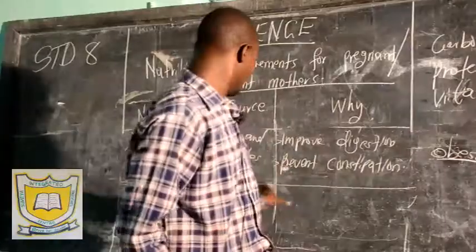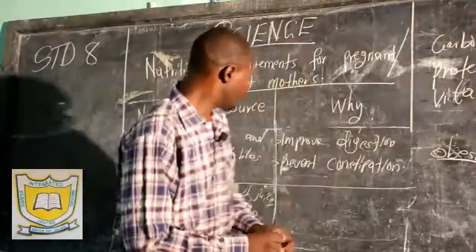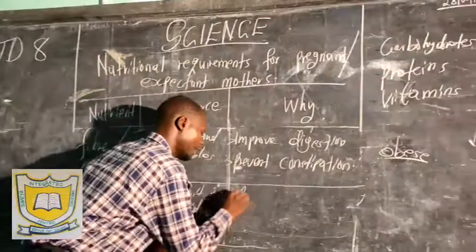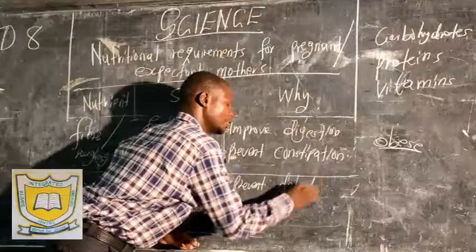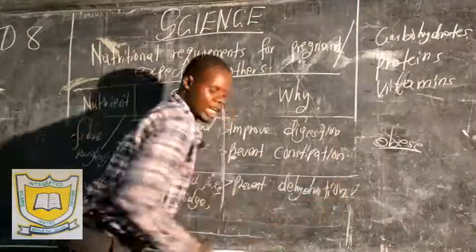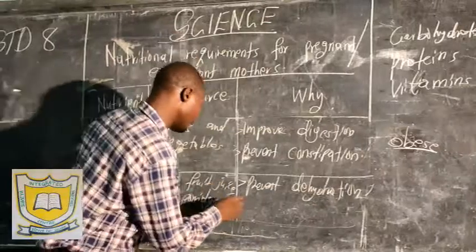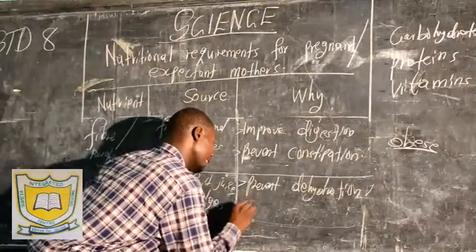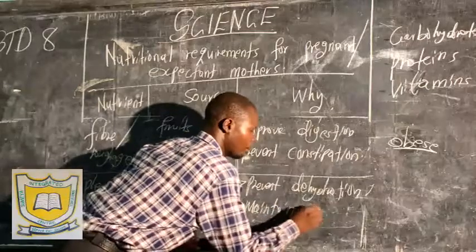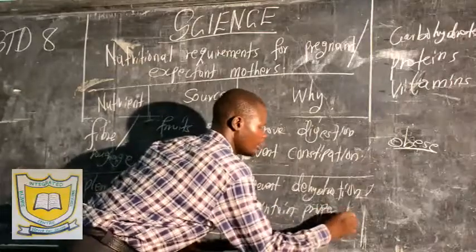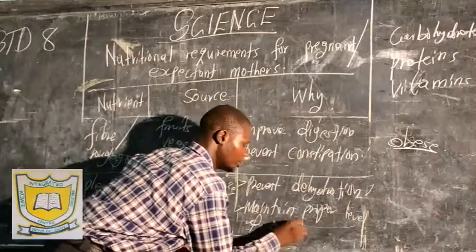Now what is the function of these to an expectant mother? Number 1, to prevent dehydration. Number 2, to maintain proper level of amniotic fluid.